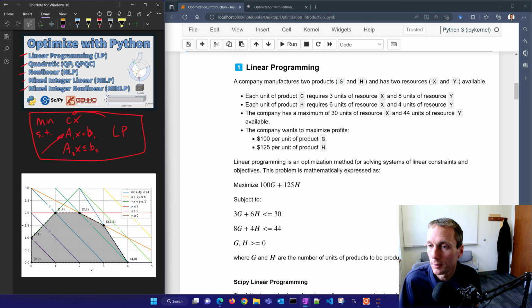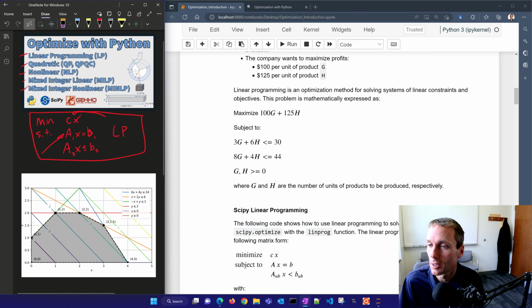So we have, in this case, a company that manufactures two products, G and H, and it has two resources, X and Y, available. Now each unit of G requires 3 units of resource X and 8 units of resource Y, and each unit of product H requires 6 units of resource X and 4 units of resource Y. The company has a maximum of 30 units of resource X and 44 units of resource Y. The company wants to maximize profits. It can sell G for $100 per unit and H for $125 per unit.